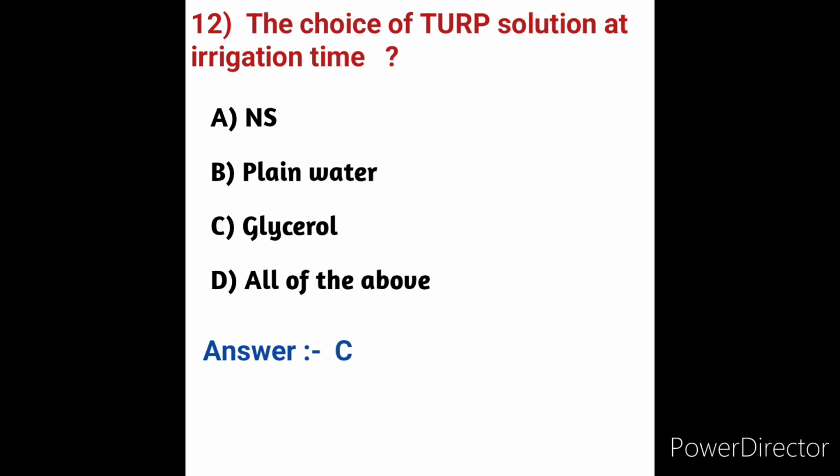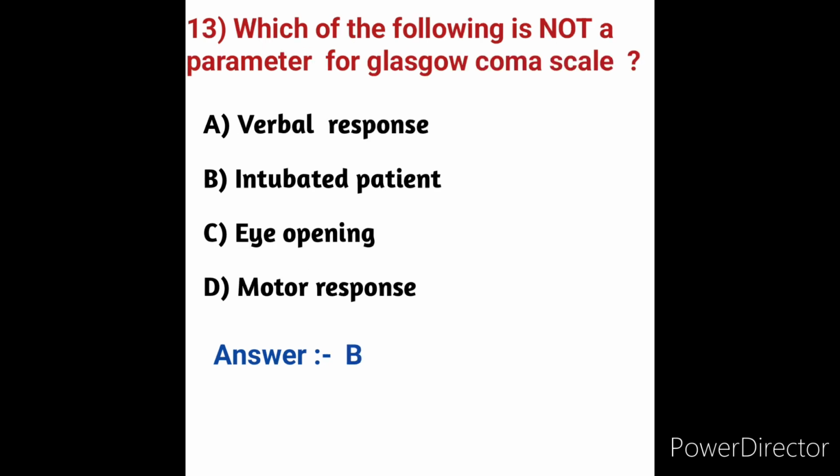Next move on to question number 13. Which of the following is not a parameter of Glasgow coma scale? Here, one of these is not a parameter of the Glasgow coma scale. We will see the options here. Option A verbal response, option B intubated patient, option C eye opening and option D motor response. Here in the Glasgow coma scale, why do we have to use the Glasgow coma scale? What is the use of the Glasgow coma scale?